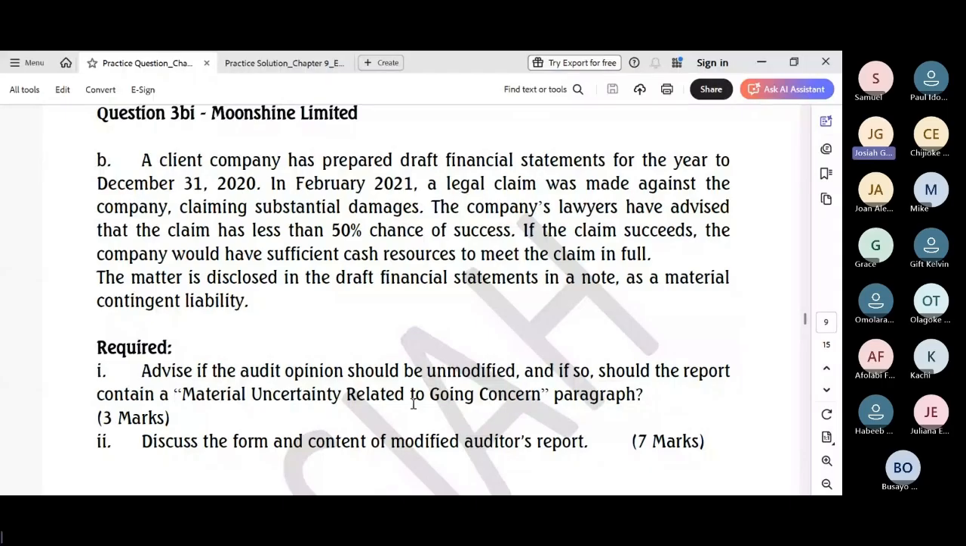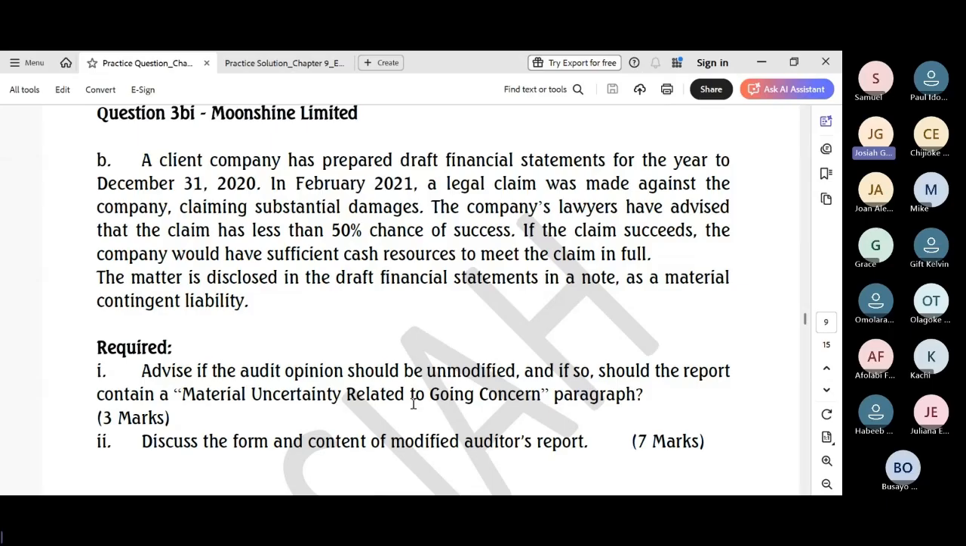And generally, if you observe this question, you see that it's a core issue. The matter is actually a non-adjusting contingent liability. Why did I say it's a non-adjusting contingent liability? It's made after year end and it has less than 50% chance of success. So management has actually correctly disclosed it in the notes. So the matter is a non-adjusting contingent liability because they've disclosed it in the notes.